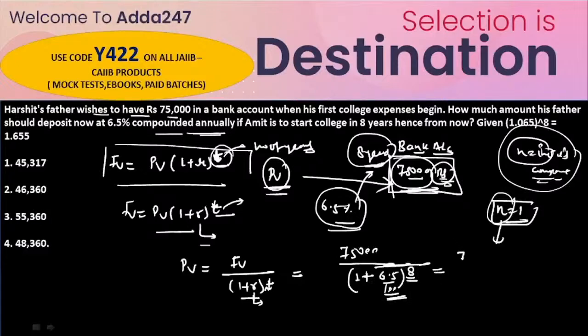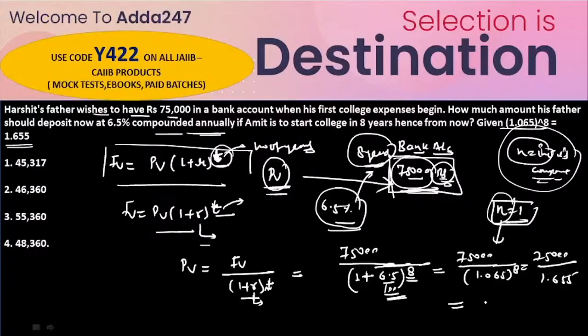Now we know that it is 75,000, and it is divided by 1.065 to the power 8. The value is already given in the exam, like 1.065 to the power 8 will be equal to 1.655. So just write here 1.655, and you have to find the answer here. So just tell me the answer of this.